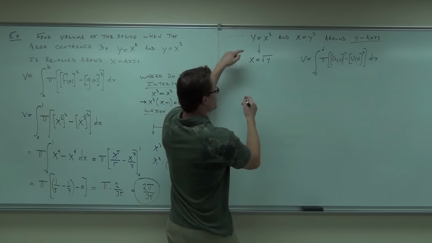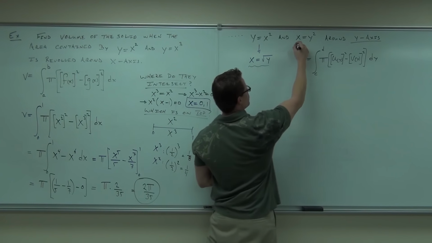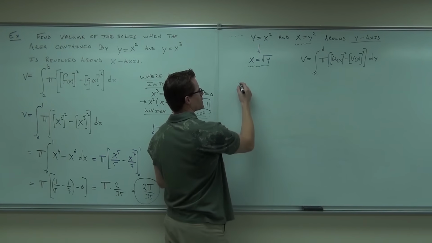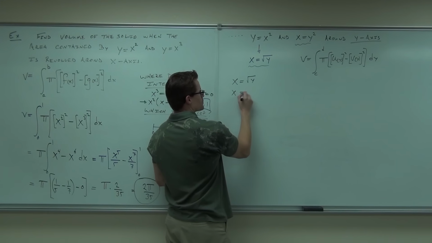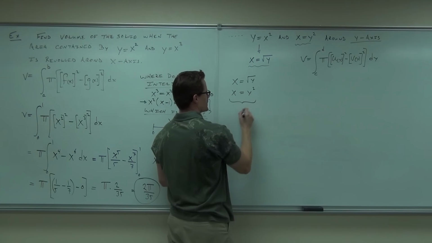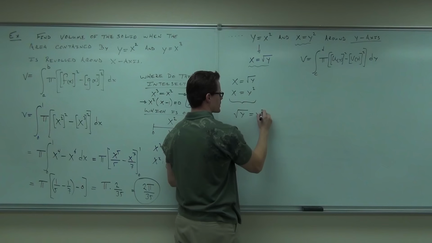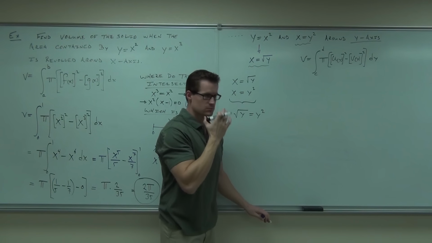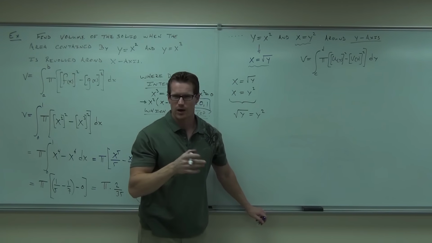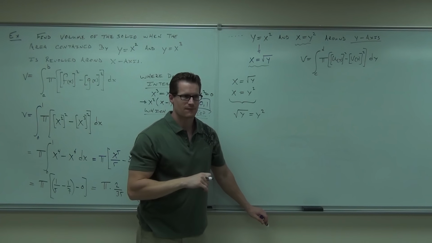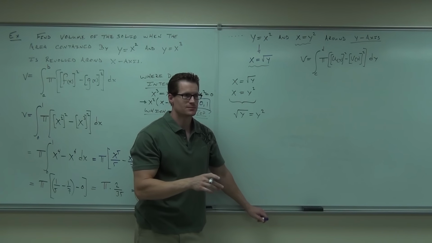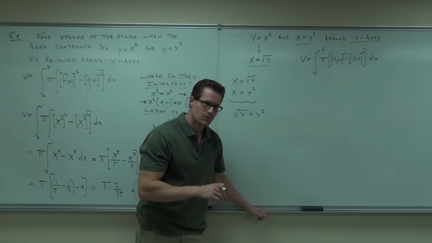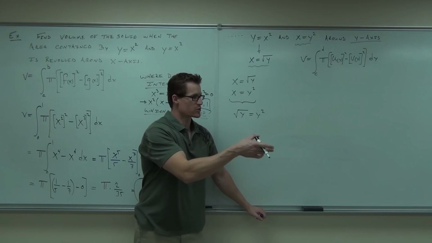All right, well, set them equal to each other. I know x equals square root of y. I know x equals y squared. Therefore, if x equals the square root of y and x equals y squared, that means square root of y equals y squared. So far, so good? Solve for y. How would you do that? Get it to one side. Not yet. Change the square root. How? Square both sides might be the best way to go.